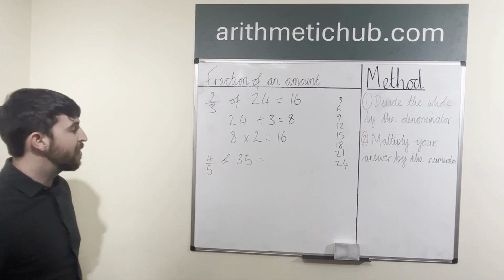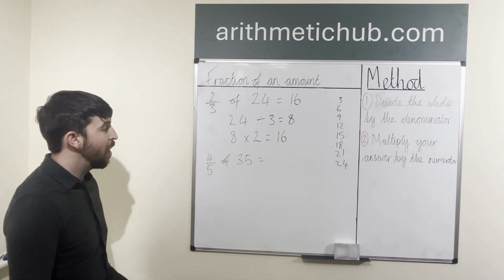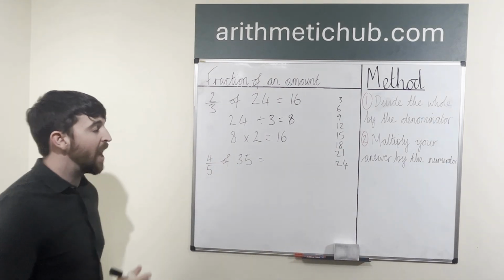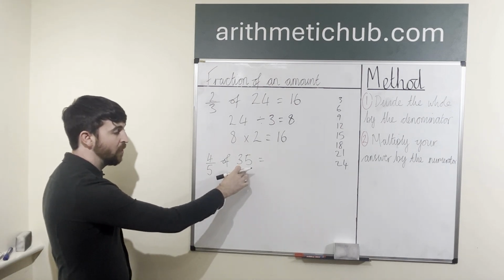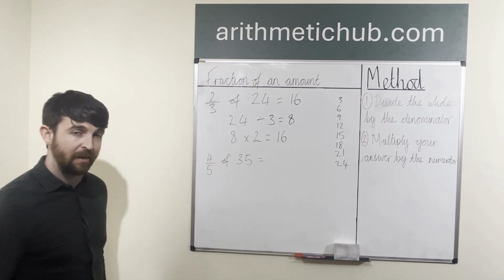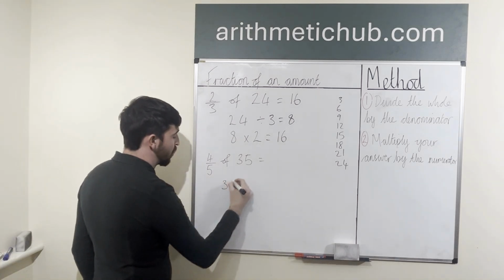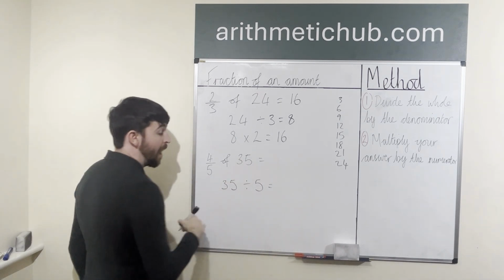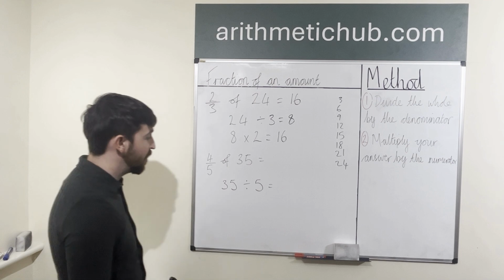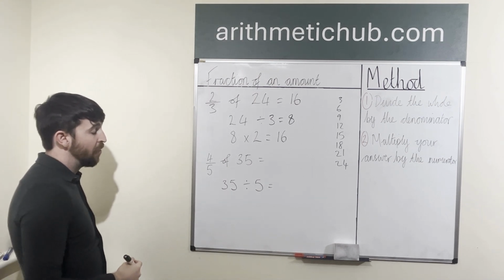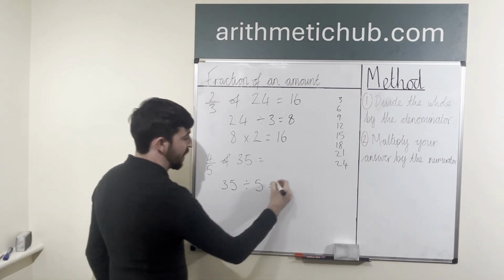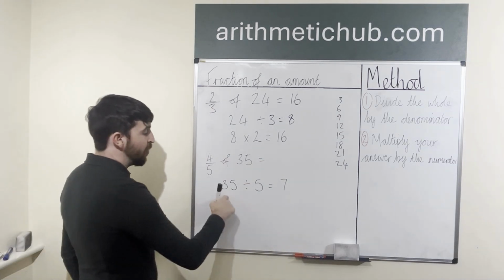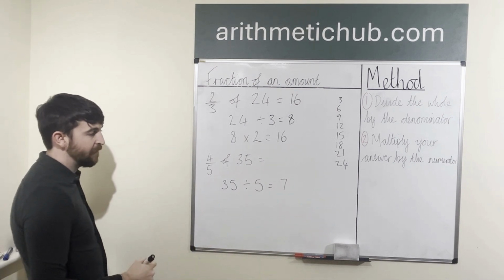Let's have a look again with this question over here. So we've got 4/5 of 35. Again, we've got exactly the same method. First thing we need to do, divide the whole by the denominator. Well, this is our whole, isn't it? We're going to divide it by the denominator, which is the bottom part of the fraction. So I would do 35 and I would divide it by 5. Again, I can write down my 5 times tables if I need to, but I know that 35 divided by 5 is going to give me 7, because 7 times 5 is 35. So 35 divided by 5 is going to give me 7.